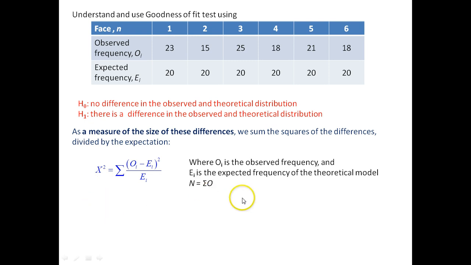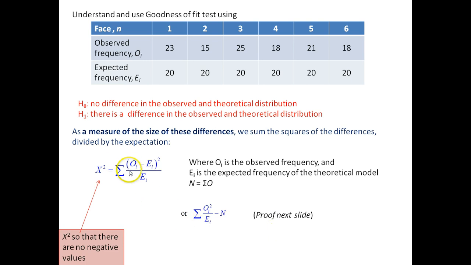Now O is the observed frequency and E is the expected frequency, and the sum of these frequencies is n, so the total number of trials. We're squaring so that there are no negative values, so it doesn't matter which way you take them away. We can also change this formula to give us this formula. We'll prove it on the next slide, and these are not given to you.